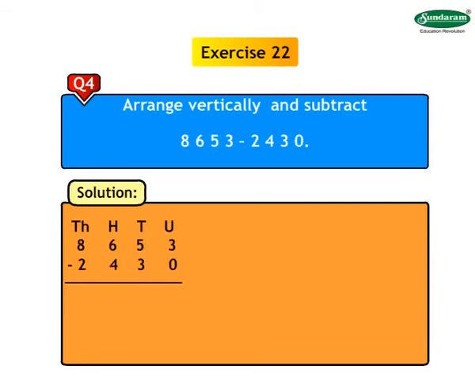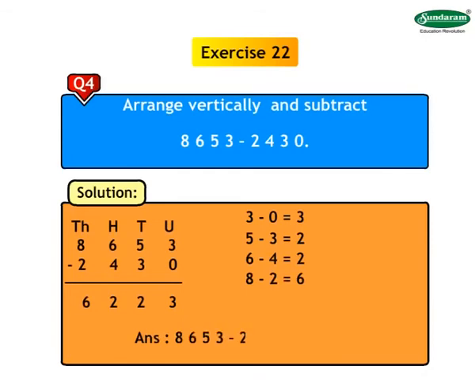We start subtracting from units place, that is 3 minus 0 is equal to 3. In tens place we have 5t minus 3t is equal to 2t. In hundreds place it is 6h minus 4h is equal to 2h. And in thousands place 8th minus 2th is equal to 6,000. Hence, the answer is 8,653 minus 2,430 is equal to 6,223.